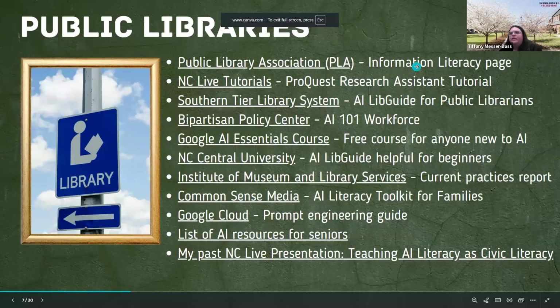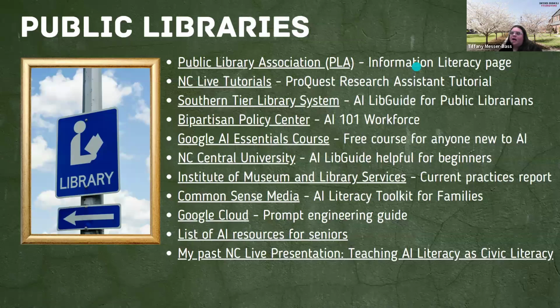So we will start with our public libraries. So like I said, this is that list of resources that may help you get started depending on what your community is wanting or needing. So Public Library Association has an information literacy page. NC Live has many tutorials. The one that I'm linking here is for the ProQuest Research Assistant tutorial. We're going to take a look at a couple of these others.